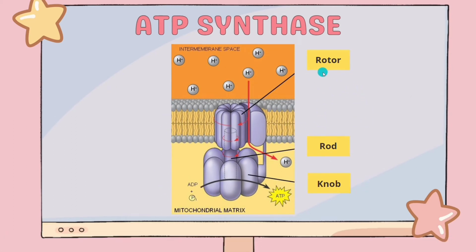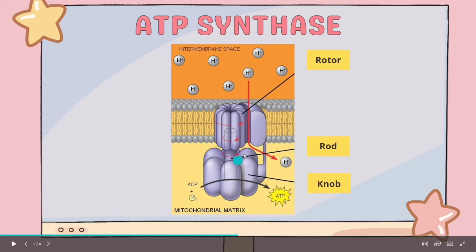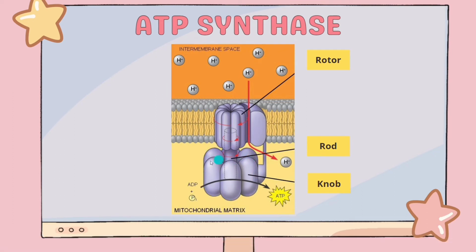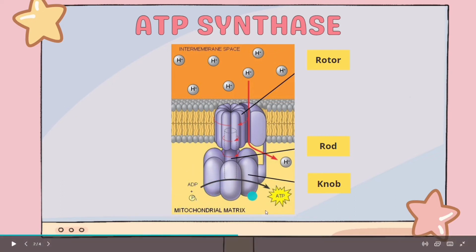The first one is rotor, which spins clockwise when hydrogen ions or protons flow through it down the proton gradient. The rod will connect the cylindrical rotor and the knob. It will spin to activate the catalytic site in the knob. So this one is the knob. It contains catalytic site that joins inorganic phosphate to ADP to make ATP.